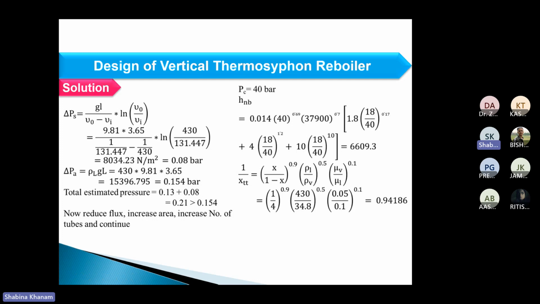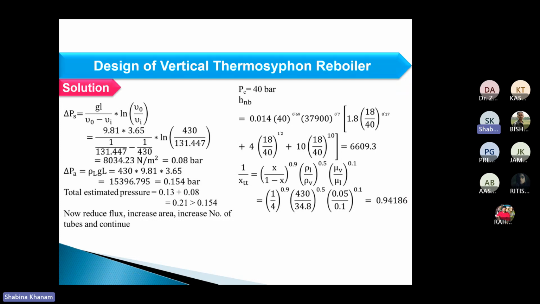This we have taken as 37900, because that value only we have considered for the pressure drop. But this value belongs to the flux at which your recirculation ratio is maintained. So in that case you need to reduce the flux, and whatever flux will be maintained at this condition, that you will consider over here. Do not consider 37,900; the valid q value should be considered over here. So HNB you can find as 6609.3.